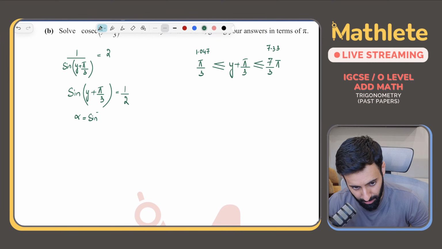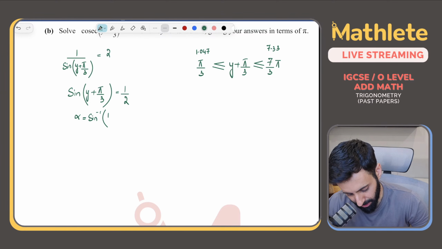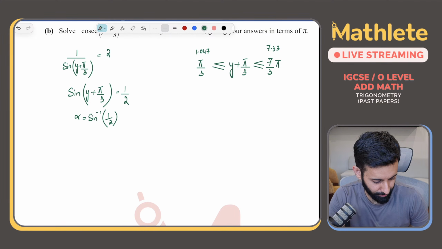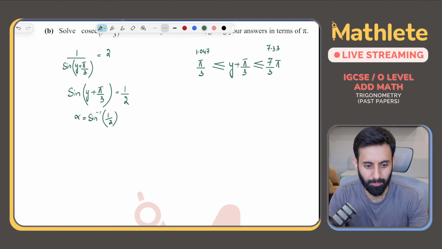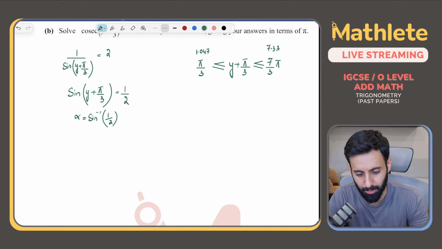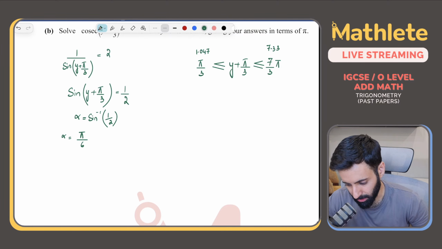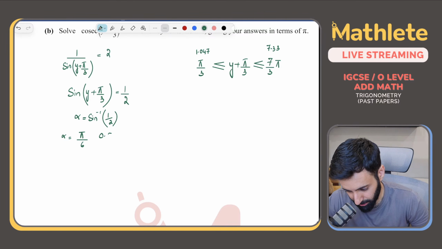How will you find out alpha? Alpha will be equal to sine inverse of 1 upon 2. What is sine inverse of 1 upon 2 equal to? Let's have a look. Sine inverse of 1 upon 2. Make sure that your calculator is in radian mode, by the way. That's equal to pi upon 6. So this is alpha, equal to pi upon 6. Now, write down the decimal value next to it as well: 0.523.